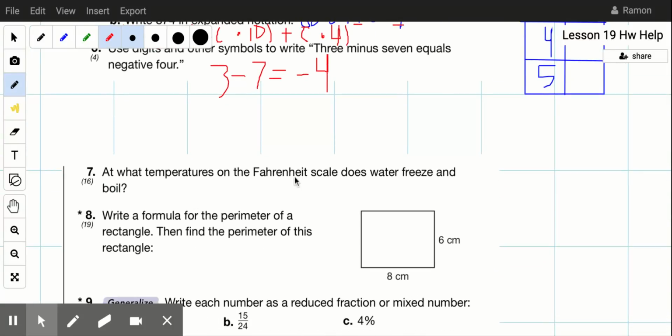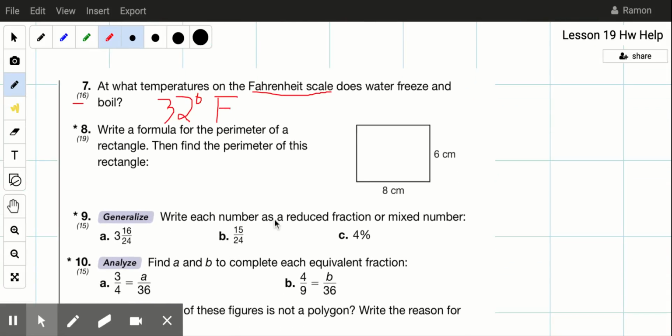Number 7, at what temperature on the Fahrenheit scale does water freeze and boil? So this comes from your notes, and we're using the Fahrenheit scale here. So water, I believe, freezes at 32 degrees Fahrenheit. So make sure you look at your notes for lesson 16 to figure out at what temperature water freezes and then boils as well. Make sure you include your units.